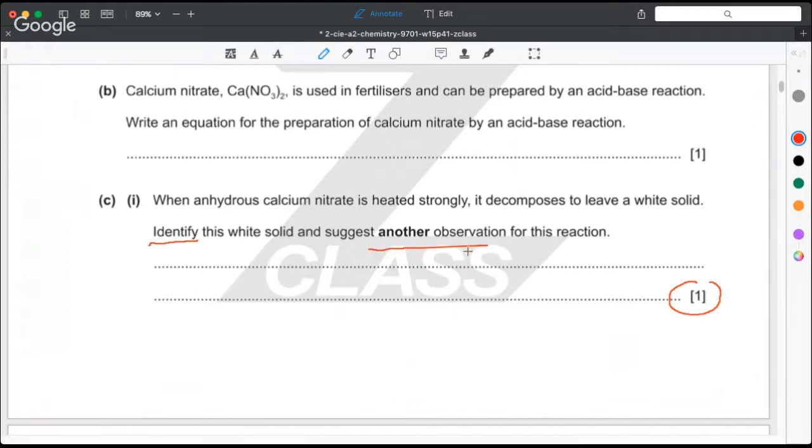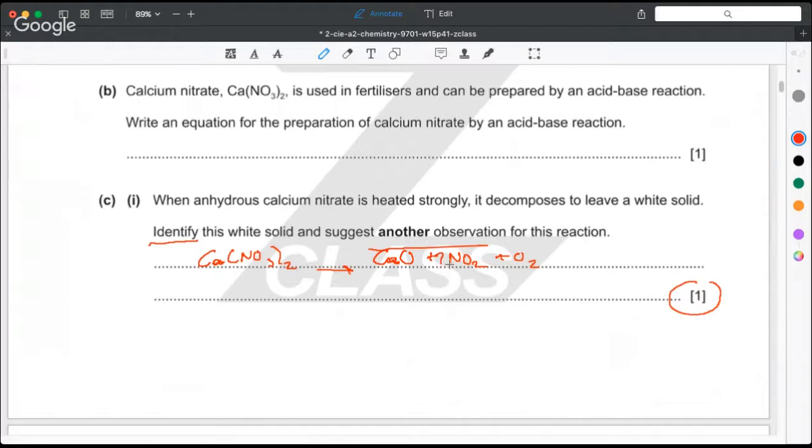So this is usually where you'd expect to find two marks, but there's only one mark. So a lot of students weren't getting the one mark because they only put one thing down instead of putting both things down. So what's going on here is you've got calcium nitrate. The nitrates of group two are thermally unstable. And when you heat it, you get calcium oxide, you get nitrogen dioxide gas, you get some oxygen gas as well.